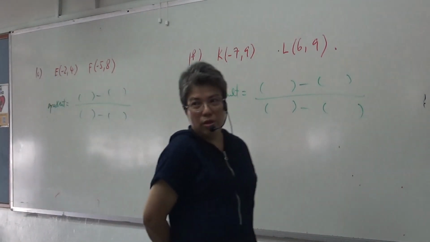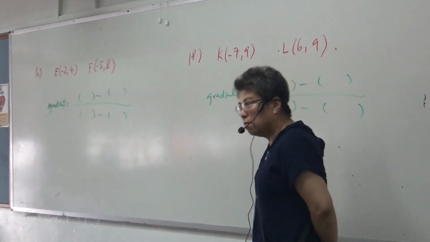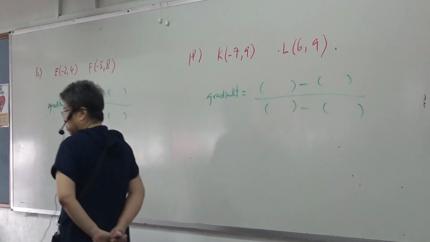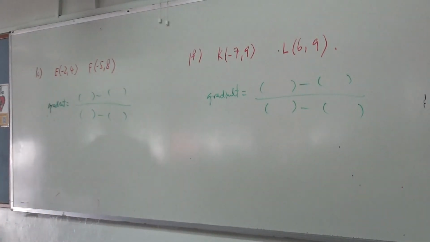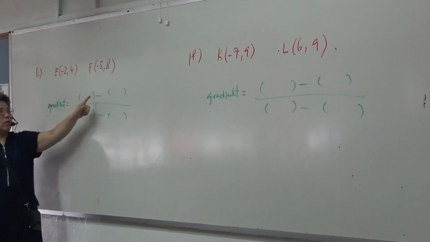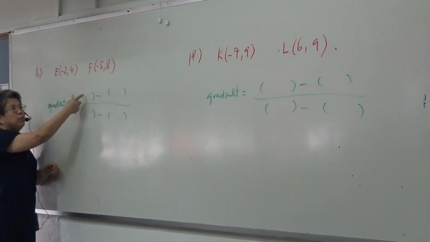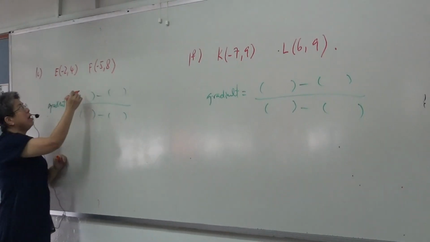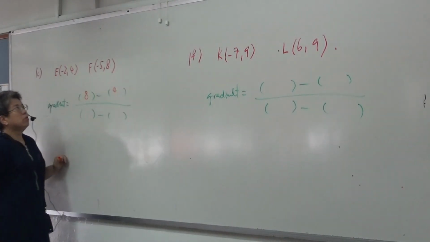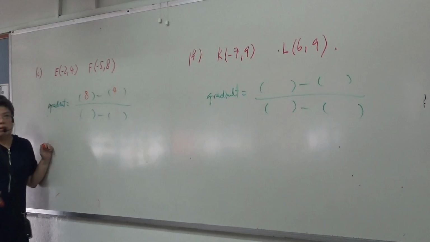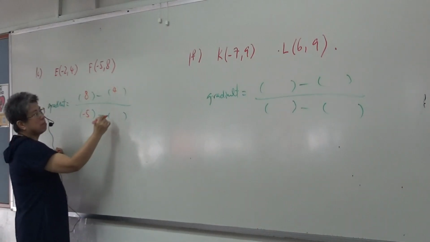Okay, I'm going to call names. The person will answer me, okay? 1C. I want to know what is your numerator, Joyce. What did you put? 8 and what? 4. Good. What's your denominator? Minus 5 and minus 2.